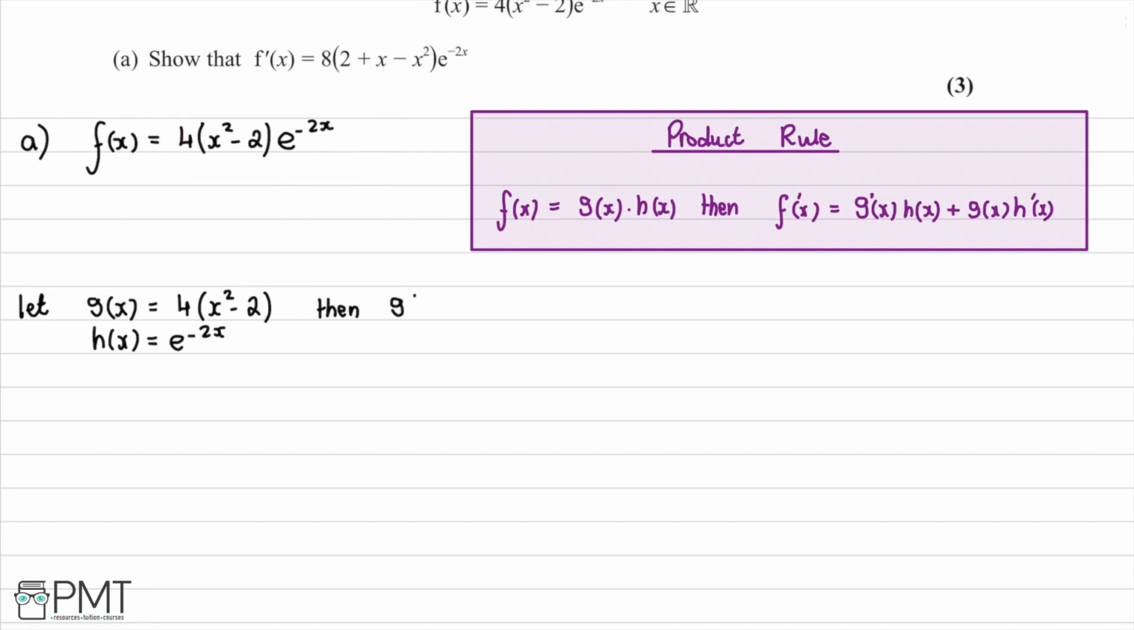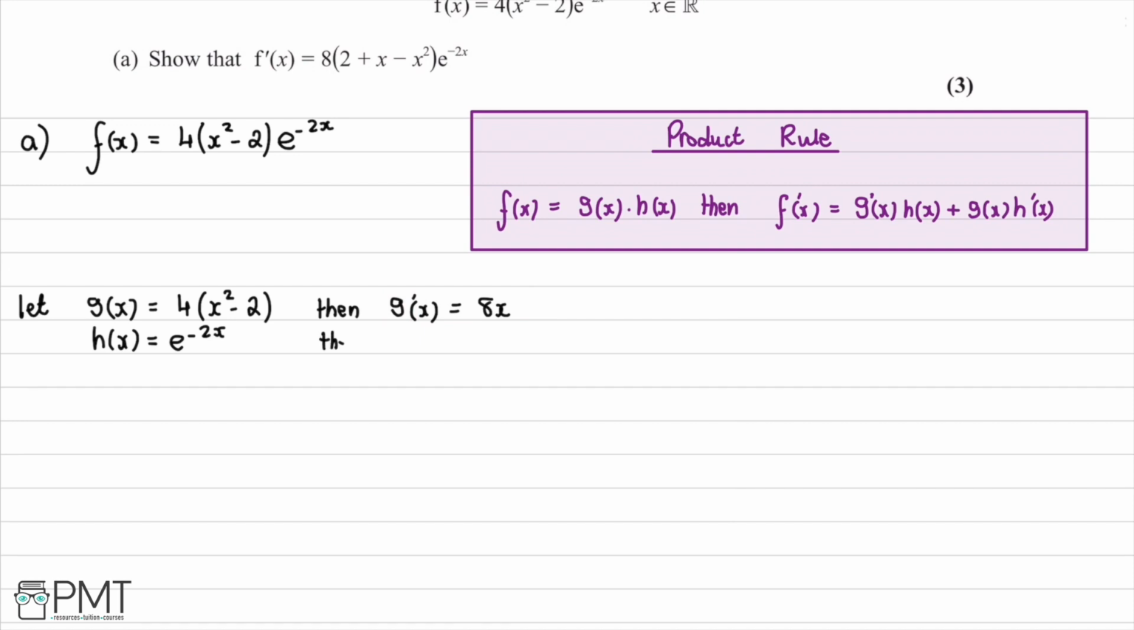Then we'll have g dash x, the derivative of g. We multiply out the brackets, so we'll have 4x squared. What does that differentiate to? Well, it differentiates to 8x. And then we have the constant negative 8, that differentiates to nothing. So the derivative of g of x is going to equal 8x.